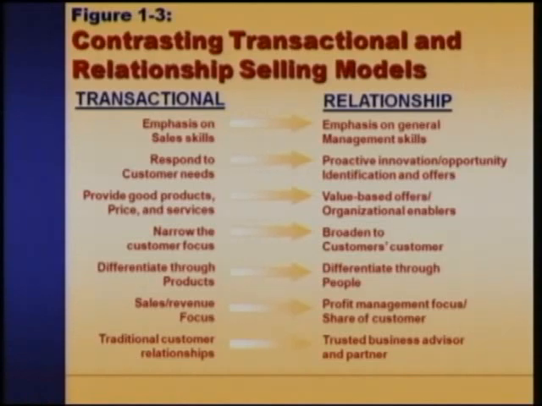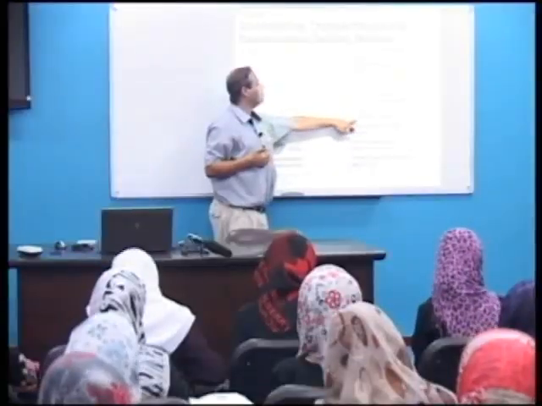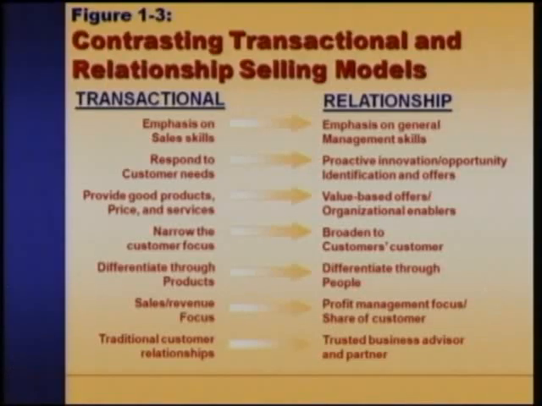But in the relationship model, we are talking about what? Broaden to the customer's customer. What does it mean? This means the customer who is going to deal with us is going to be a hook by which we are going to hunt another customer. Got me? Yes. Give an example.